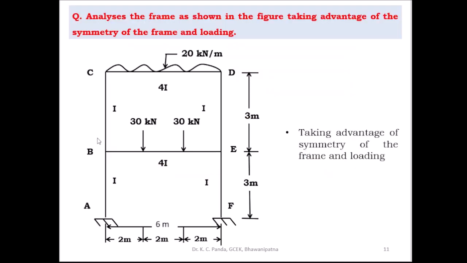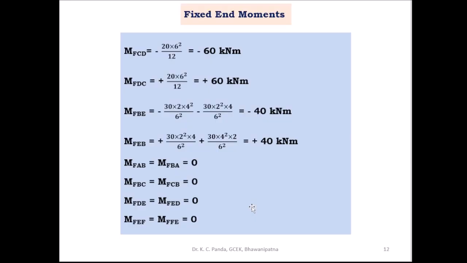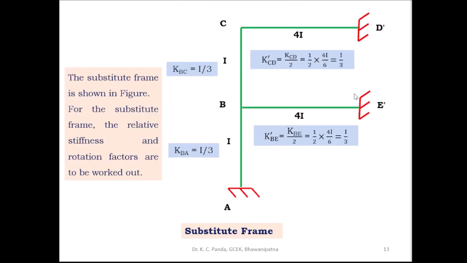Then on the vertical members there is no horizontal loading. So here MFAB, MFBA is 0, MFBC, MFCB is 0, MFED, MFDE is 0, and MFEF and MFFE are 0. The fixed end moments on the vertical members are equal to 0. So these are the fixed end moments.